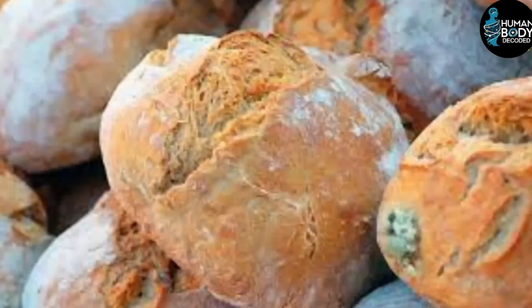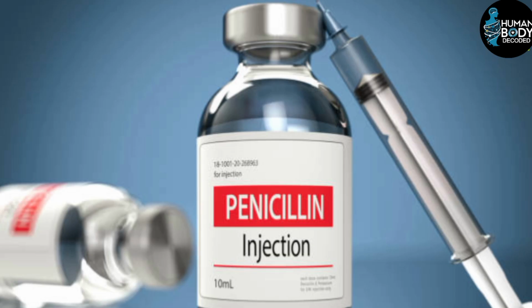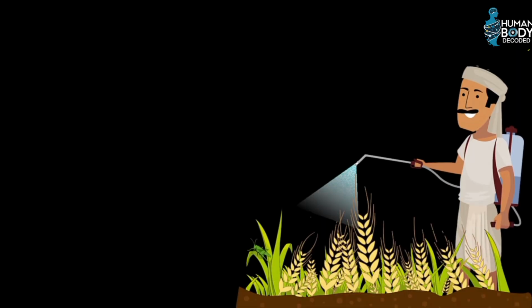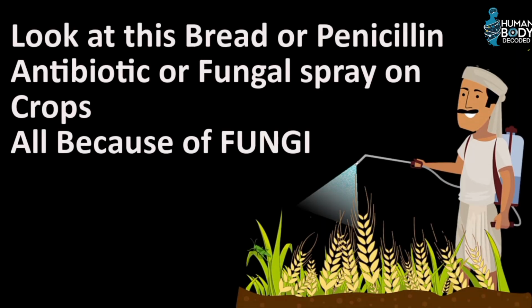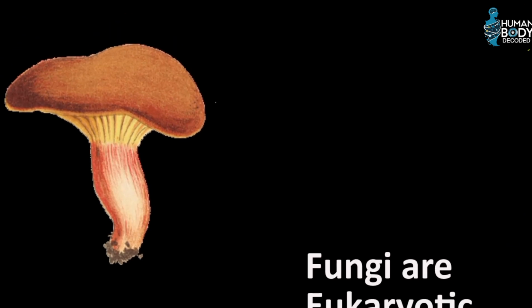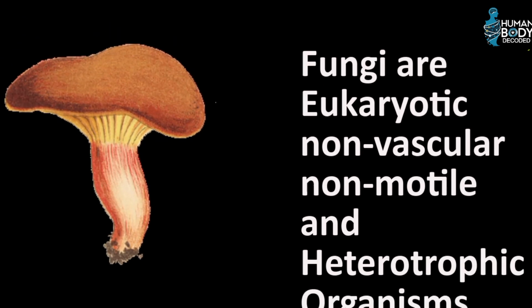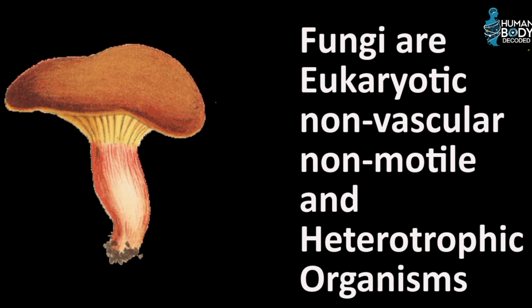This spoiled bread you see in front of you, or this penicillin antibiotic you see, or the spray being used on crops, all these things are possible because of fungi. Fungi are eukaryotic, non-vascular, non-motile, and heterotrophic organisms. Let me tell you what these terms mean.